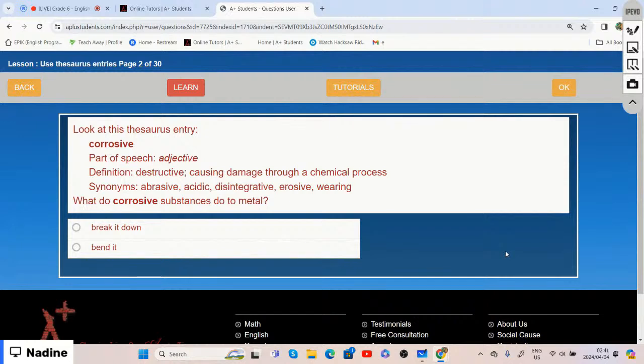All right, and corrosive. Now I want to know, what do corrosive substances do to metal? Does it break it down or does it bend metal? It says it is destructive, causing damage through a chemical process. The synonyms are abrasive, acidic, disintegrative, erosive, wearing. Something is acidic. What does it do? Does it break something down or bend it?